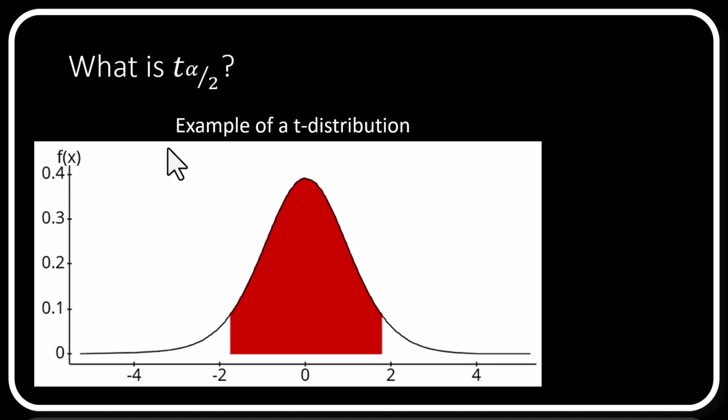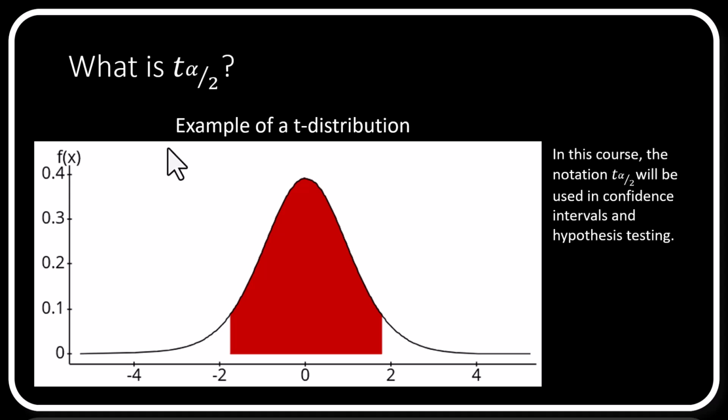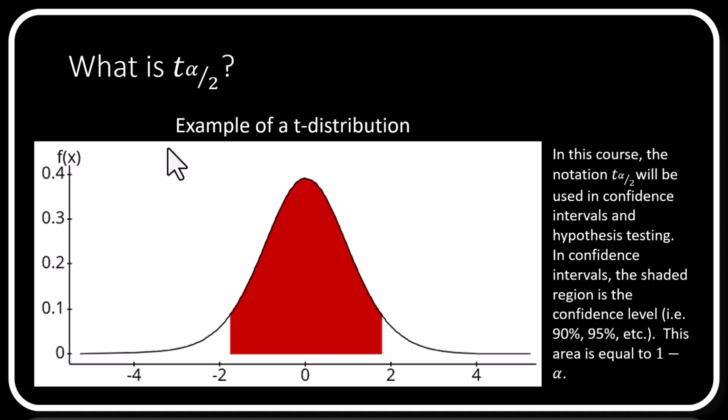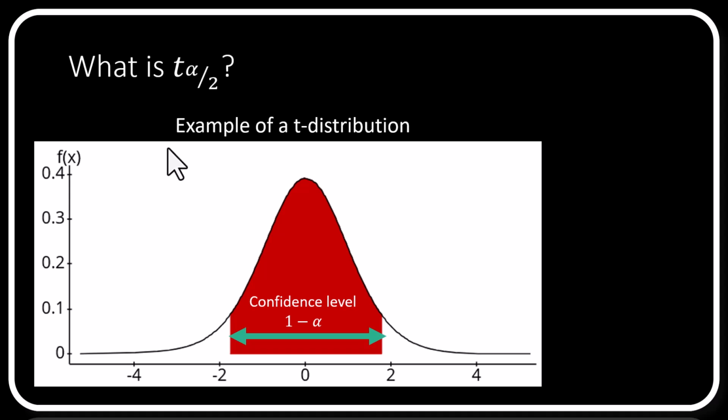What is t of alpha over 2? Here's an example of a t-distribution. In this course, the notation t of alpha over 2 will be used in confidence intervals and in hypothesis testing. In confidence intervals, the shaded region is the confidence level, which is also the same as 1 minus alpha. Some common confidence levels that we have seen, or that we will see, are 90%, 95%, etc.